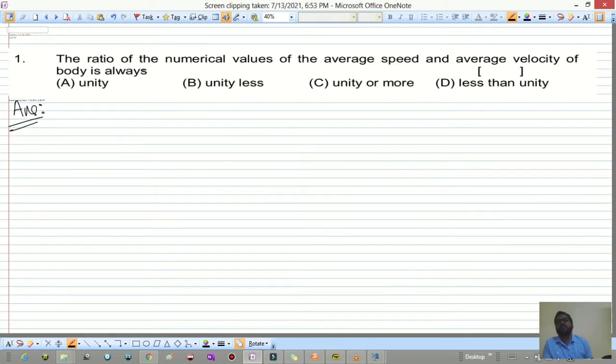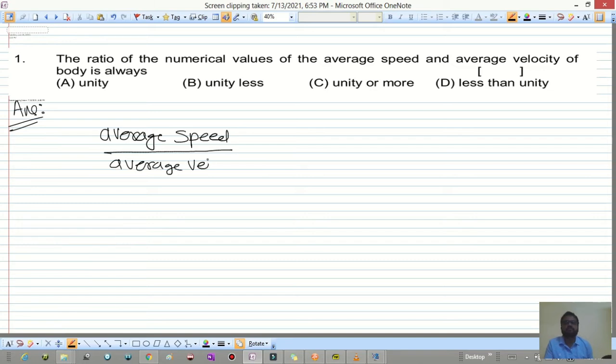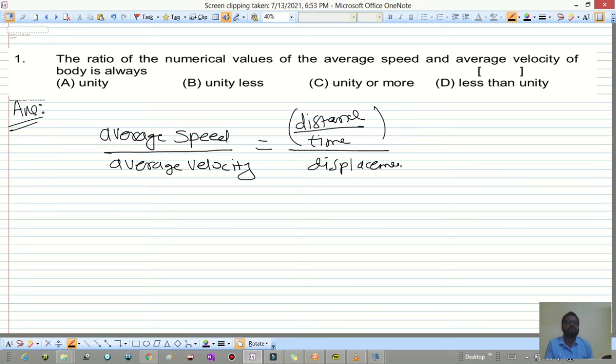Next question. The ratio of numerical values of average speed and average velocity of a body is always, see, average speed and average velocity, we can write it as distance by time, that is total distance by total time. Here displacement by time, total displacement by total time. So over here time gets cancelled, we'll get distance by displacement.